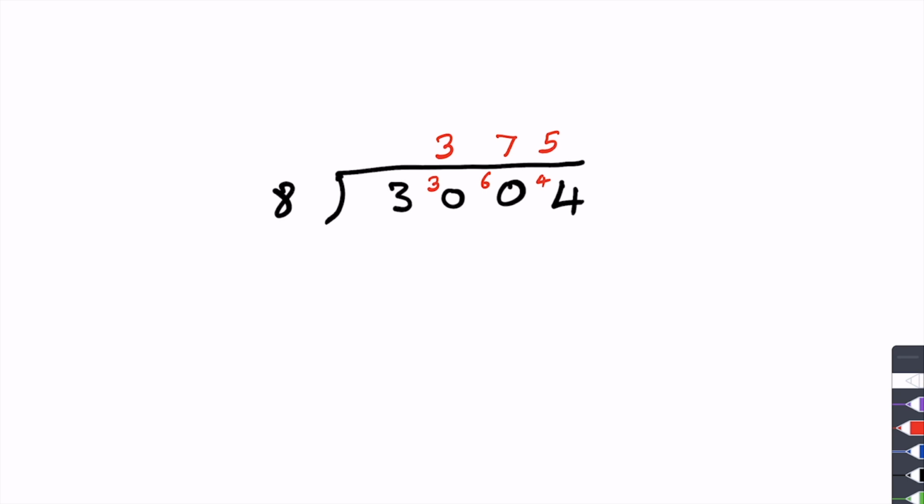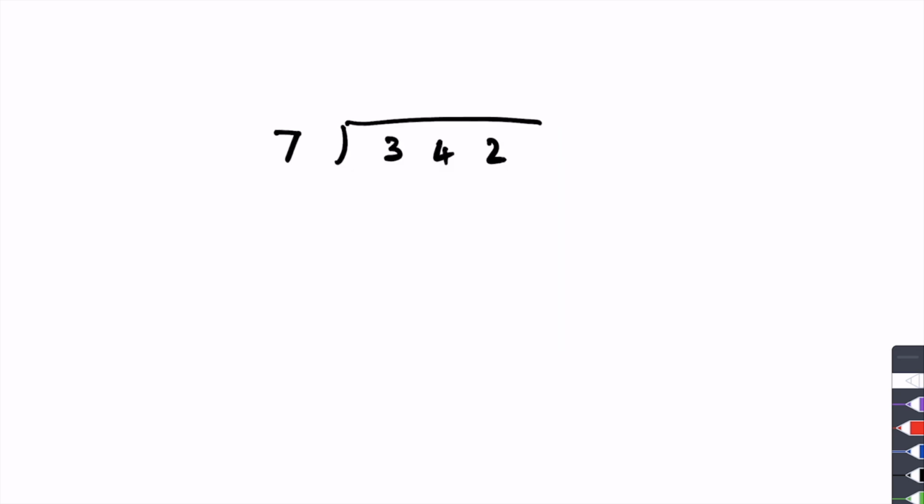Now with my carryover, once again, because I've run out of numbers, I add a few zeros. And normally I add 2 or 3 zeros. So 5 8's are 40, carry the 4. And now 8's into 40, go 5, and the answer is 375.5.